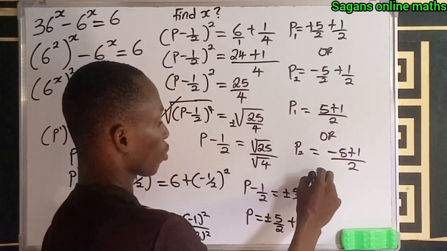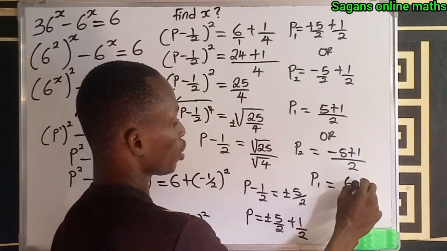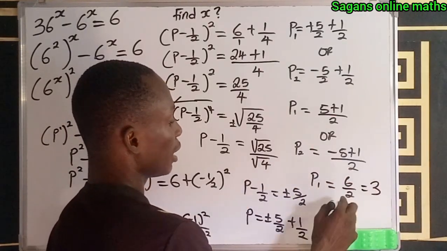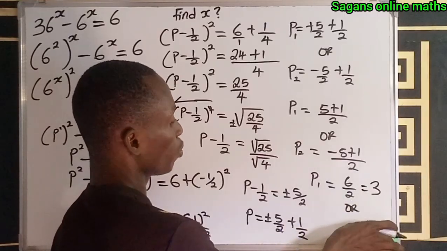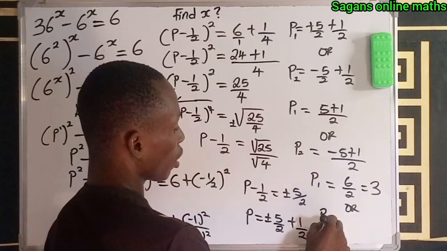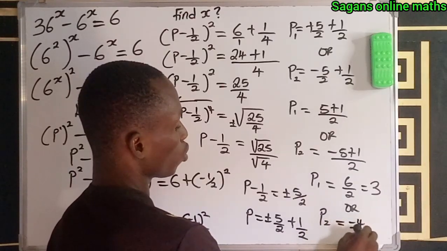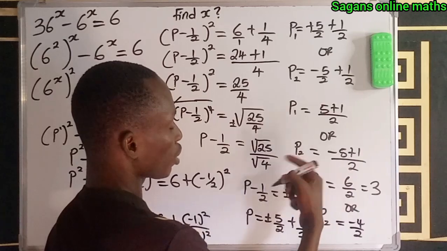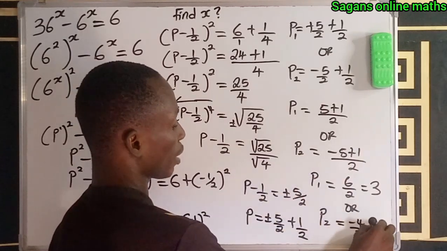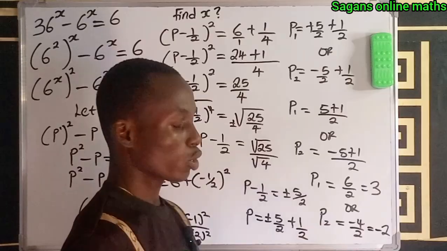So from p1, you're going to see that our p is equals to 6 divided by 2, which is equals to 3, right? Then from p2, our p2 is minus 4 divided by 2, because minus 5 plus 1 is minus 4, which is equals to minus 2. Now we are getting that our p1 is 3 and our p2 is minus 2.